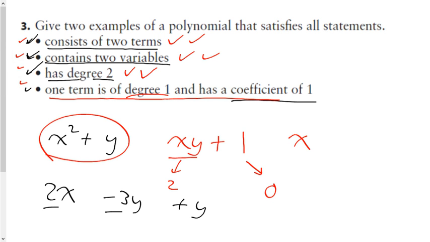Aren't you intelligent? x plus y squared, of course it does. Well done. That is another example. I don't know if there are many other ones than those 2, though, are there? I think those might be the only 2 that meet all 4 criteria.